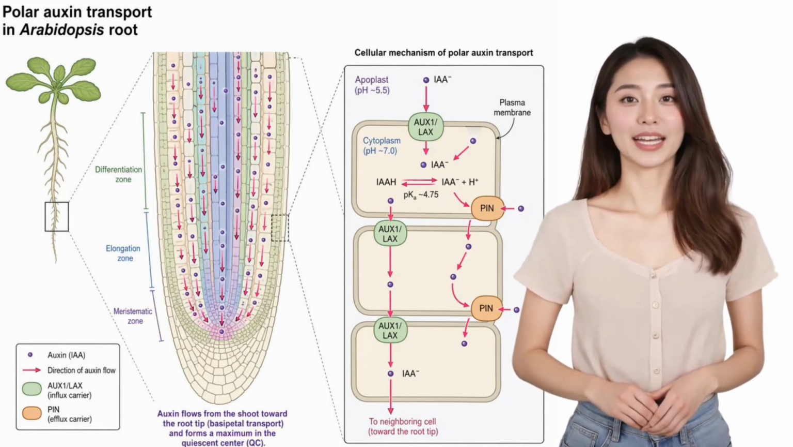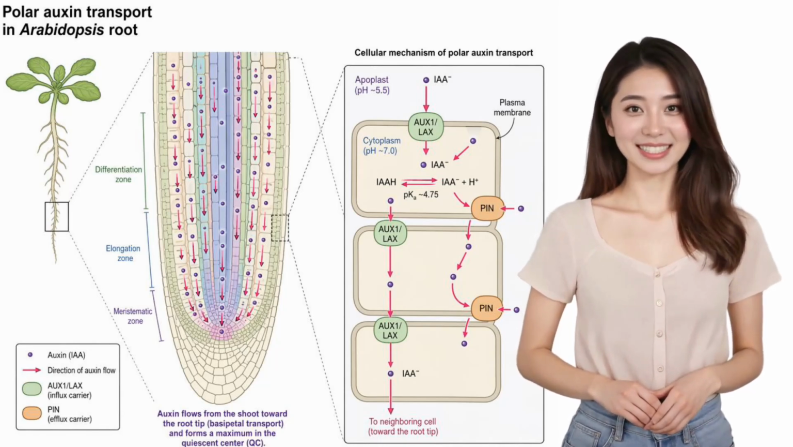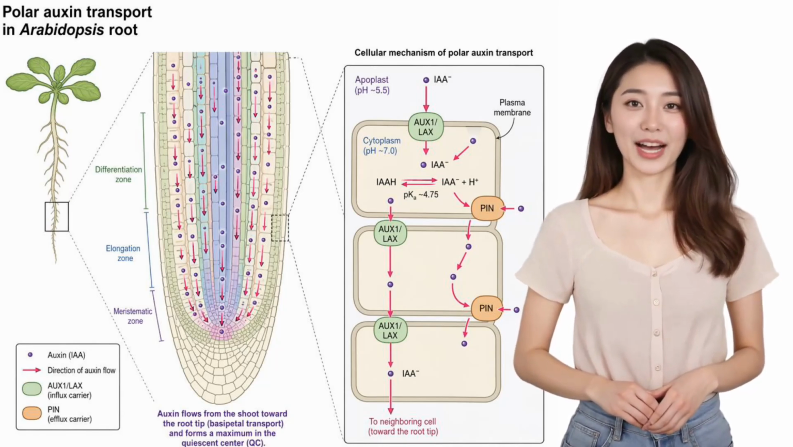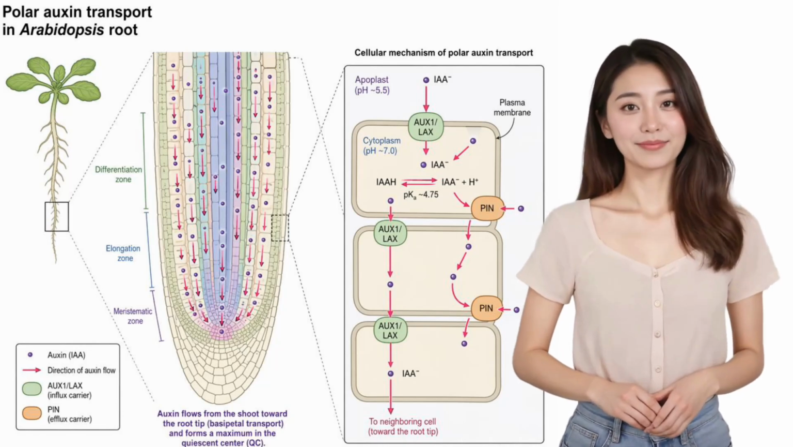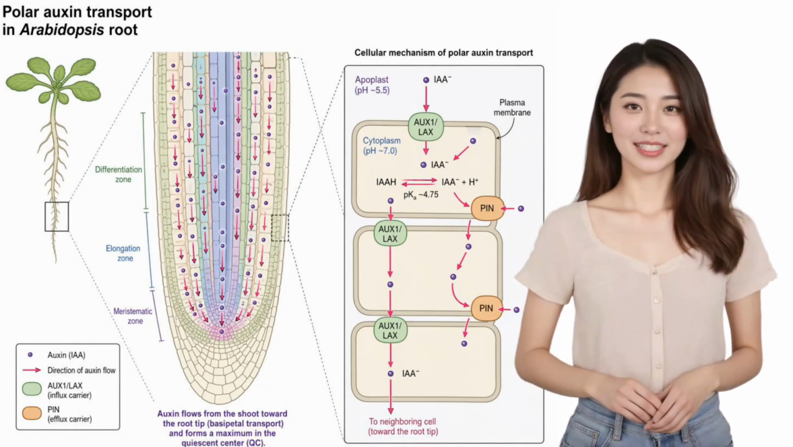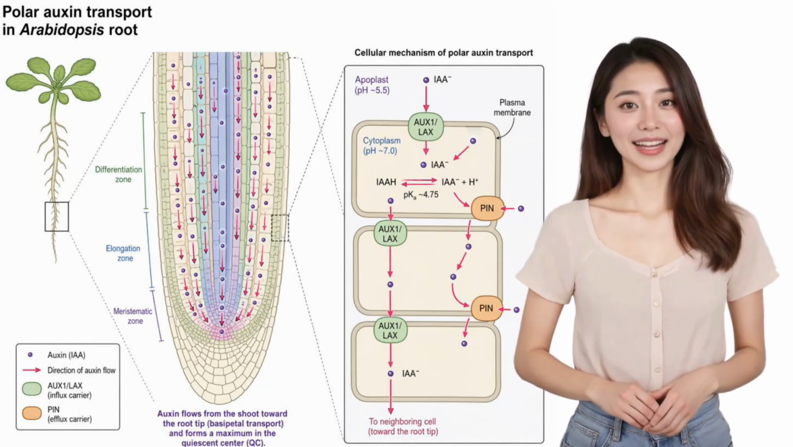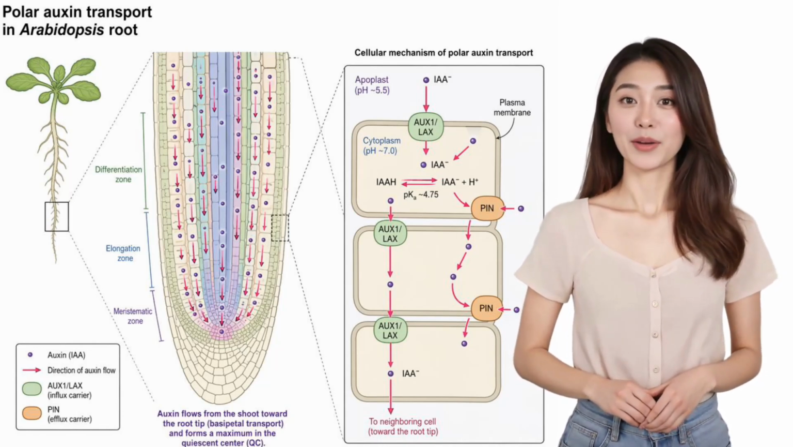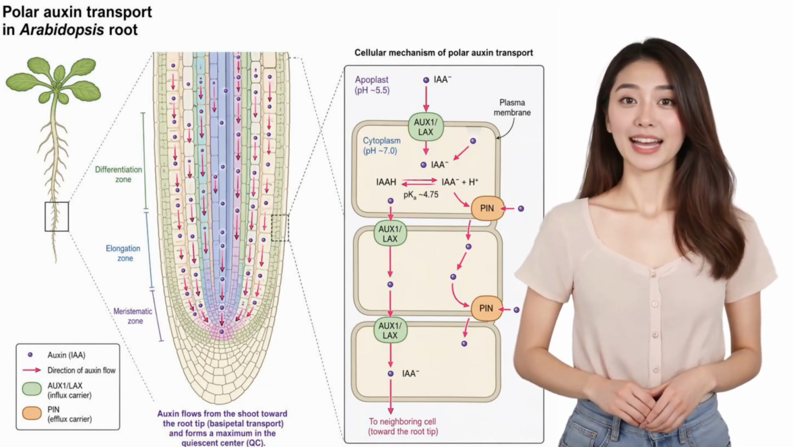In this form, it can passively diffuse across the plasma membrane into the cell, but once inside the cytoplasm, where the pH rises to approximately 7.0, IAA loses its proton and becomes negatively charged, IAA−. It is now trapped inside the cell. It cannot diffuse back out passively through the lipid bilayer. This is called the chemiosmotic hypothesis of auxin transport. Auxin enters cells easily but needs a protein carrier to exit.